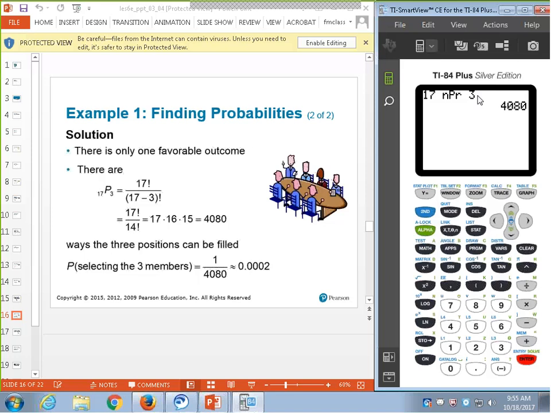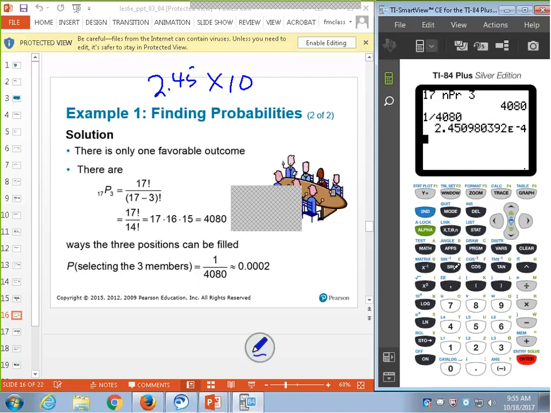Now, heads up here: if you want the decimal, you do 1 divided by 4,080. And what do you get? 2.45 E to the negative 4th. What does that mean? That means 2.45 times 10 to the negative 4th power. So you move the decimal over 3 places to the left, scientific notation, right? So you go 1, 2, 3. Well, you have 3 zeros, right? So to 4 decimal places, there's a 4 here, so it'd be 0.0002.